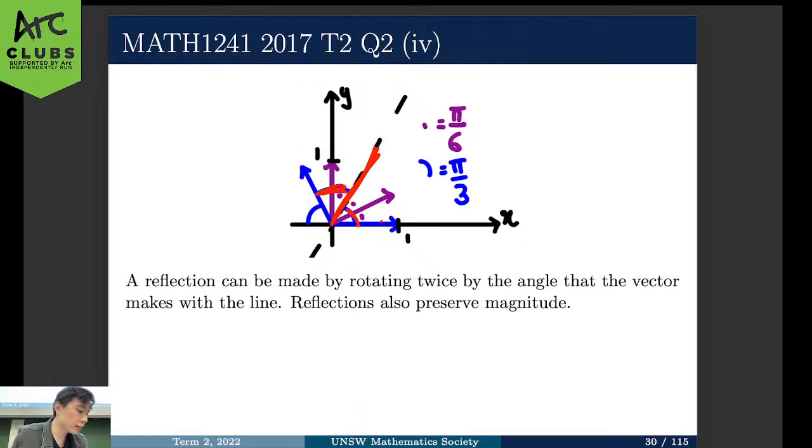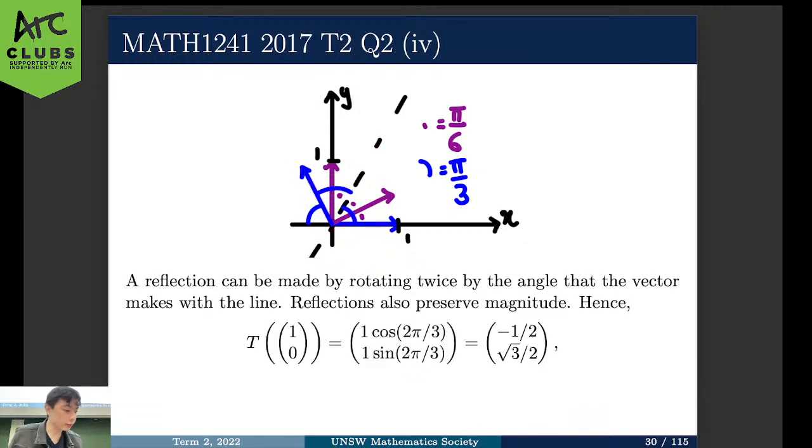rotate in the other direction of the line by the same angle. So these two angles are the same, and if we're reflecting this vector right here, we get an output of this vector right here. It's kind of the same for the other vector. We have the vector (0, 1), and it makes an angle of 30 degrees with this line right here. So to reflect it, we rotate it once 30 degrees in this direction, and then we rotate it again. So it's rotated twice to get this new vector, which is our reflected vector.